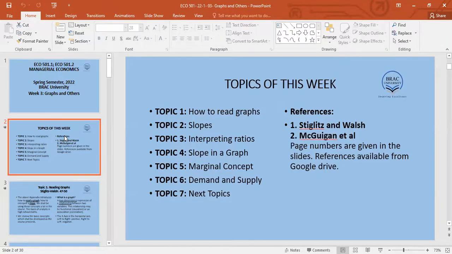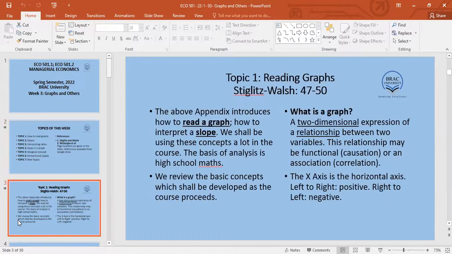Our reference is Stiglitz, Walsh, McGuigan, and others. Whatever reference we give, the page numbers will be given, so you can cross-check it with the main text from the Google Drive. Okay, so our topic 1 is reading graphs from Stiglitz and Walsh, page 47 to 50. So this is basically an appendix on how to read a graph. To some of you, it will be very, very elementary. To others, it could be that after a long time you're looking at it, so you need to look at it again.